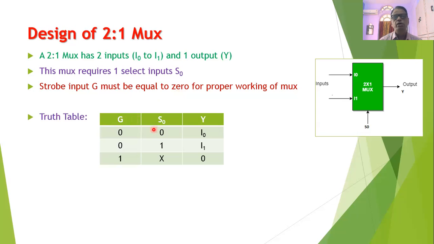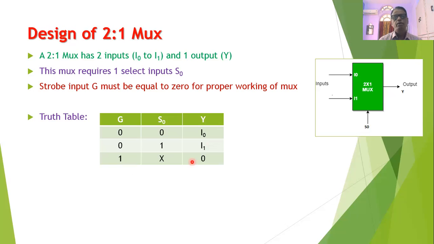When S0 is equal to 0, the input I0 will be selected and the data available on I0 will be transferred to the output. When S0 is equal to 1, the input I1 will be selected and the data available on the input I1 will be transferred to the output Y. And when G is equal to 1, then whatever the S0 may be, the output Y will always be equal to 0.